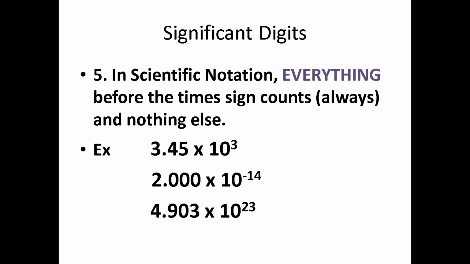In the number 2.000 times 10 to the negative 14, you look at the 2.000, and in the number 4.903 times 10 to the 23rd, you're looking only at the 4.903 to determine significant digits. So in the first one, there are 3. In the second one, there are 4. And then the last one, there are 4.